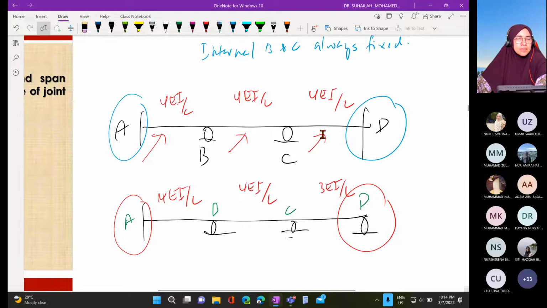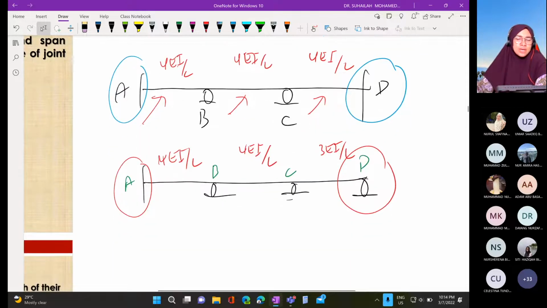So we have two beam conditions. In the upper one, the far ends A and D are fixed, and the internals are fixed. In the lower one, we have a roller at D. A is a far end fixed, so we use 4EI over L. Internal is always fixed. When we calculate K for CD, we refer to far end D, which is a roller, so here we use 3EI over L.